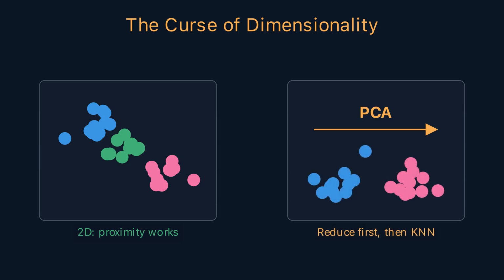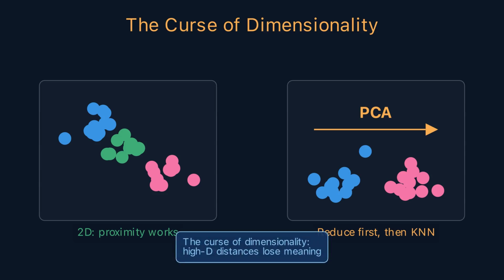The solution. Reduce dimensions first with PCA. Project 50 genes onto 5 principal components. Then run KNN in the 5-dimensional space where distances are meaningful.